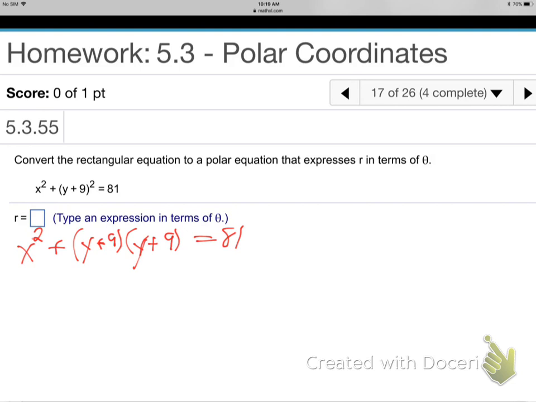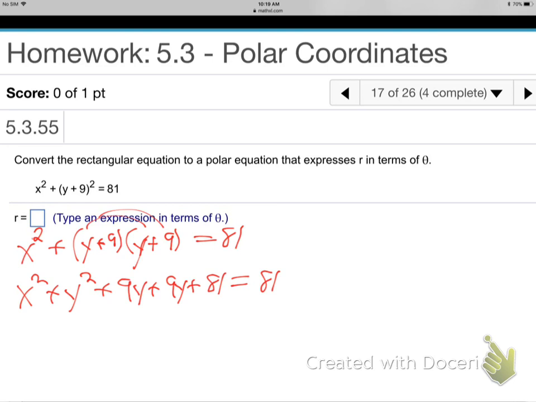Wait, is that right? Maybe I'm wrong now. I think there's a problem where you complete the square and stuff. Yeah, well, we'll get to that one. I think this is the best way. Let's FOIL this out. You can tell I'm not 100% sure. Plus 9y plus 9y. Oh yeah, this is looking good. So I just FOILed out that y plus 9.